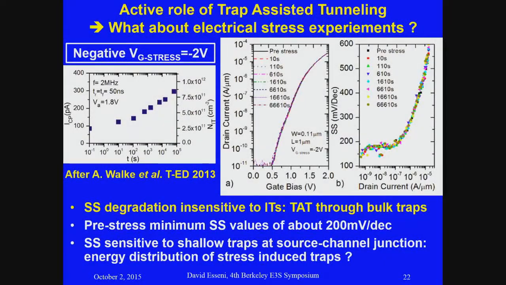And essentially, the last slide is about an experimental study carried out at IMEC. What they did was apply an electrical stress to their samples. With the electrical stress, they can actually increase the density of interface states, but they could not see any significant effect on the subthreshold slope. But in this last case, let me just say that they essentially started with samples with a subthreshold slope that was larger than 200 millivolt per decade.